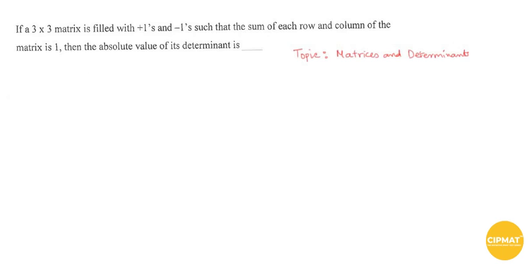Now let's dive into this question. So you have to find out one such matrix. Okay, there can be multiple alternatives, but you have to find out one such matrix such that the sum of all the elements should be 1, and this should be made with 1 and -1. That means there should be two 1s and one -1, right? There should be two 1s and one -1.